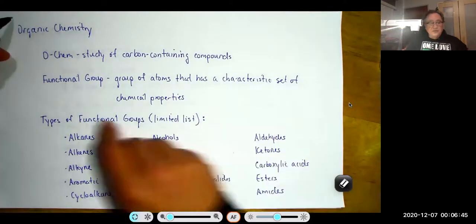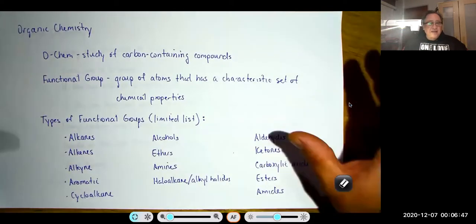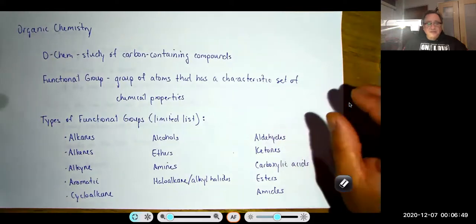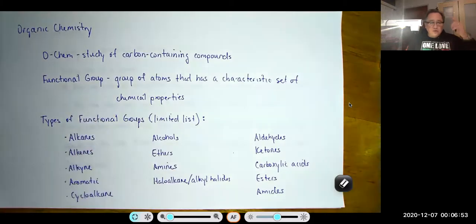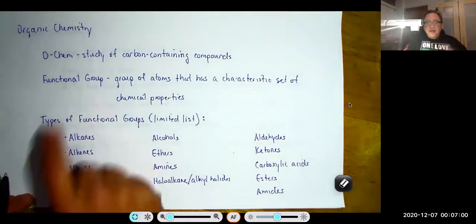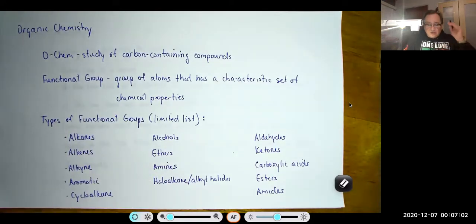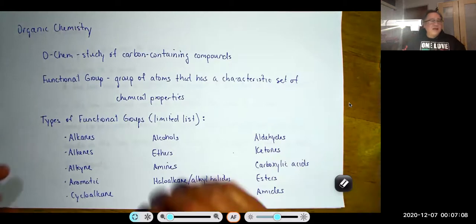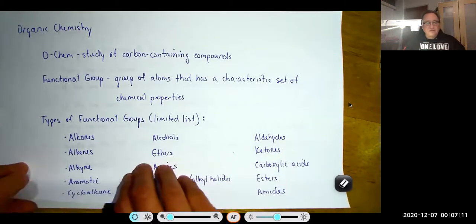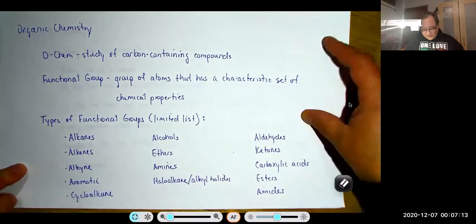And the idea of a functional group is it's a group of atoms that has a characteristic set of chemical properties. So that's the reason we use the word group. We've learned that a group is a column of elements that have similar chemical properties. Well, a functional group is not an element. It's a group of atoms bonded together in a particular way that has a characteristic set of chemical properties.